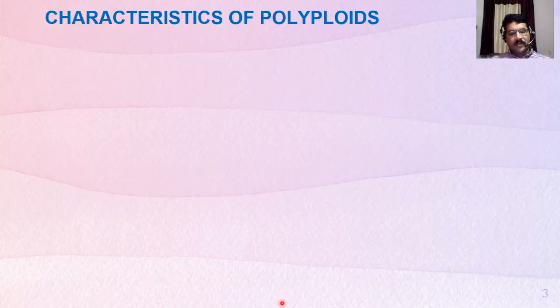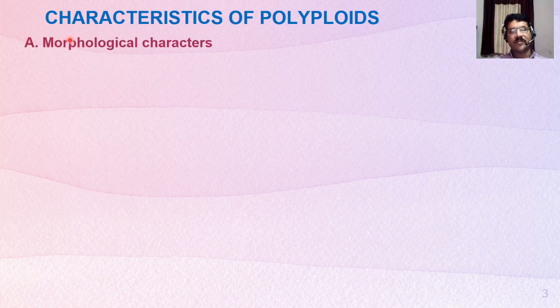Now, after studying the concept of polyploidy, we will proceed to the characteristics of polyploids. All these characteristics we will see in comparison with common, normal diploid plants, to see how these polyploid plants are different. So one by one we will see. First of all, we will see the morphological characteristics of polyploids.